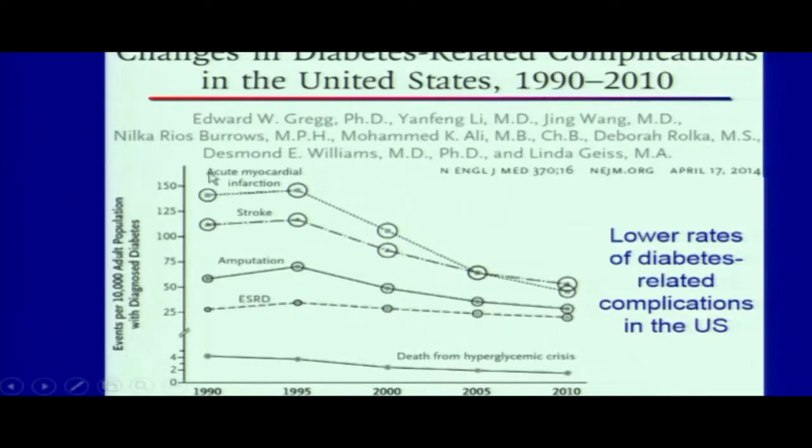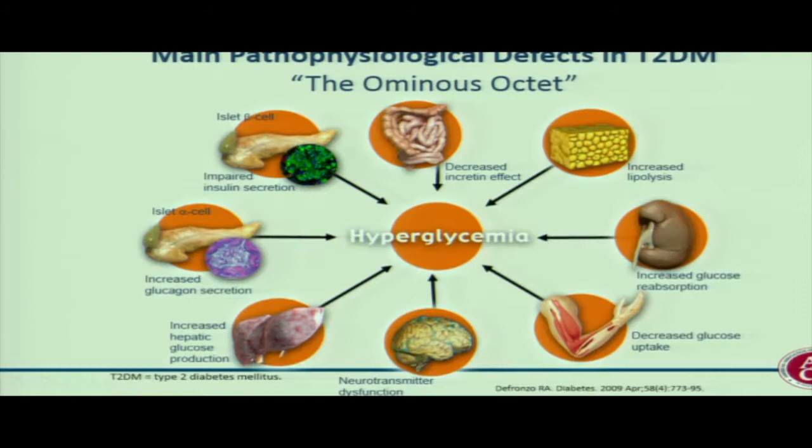The good news is we're having an impact in reducing the risk of complications of diabetes. This is data looking back from the 1990s to 2010. We're having a major impact in reducing primarily macrovascular complications here: cardiovascular disease, stroke, and amputation. Unfortunately, there is less of a decrease with regard to the microvascular complication of nephropathy, and in fewer patients dying directly from hyperglycemia. So that's the good news.